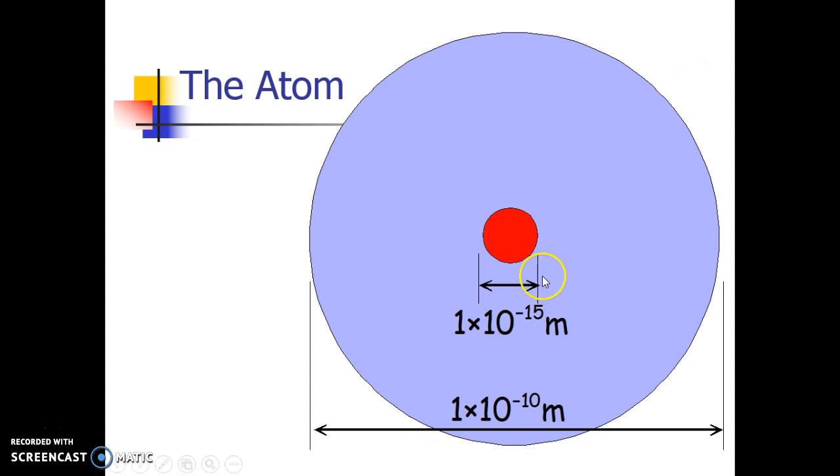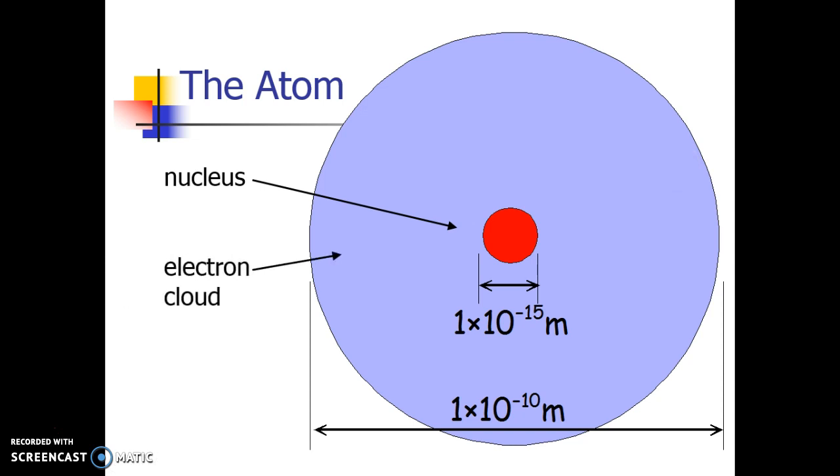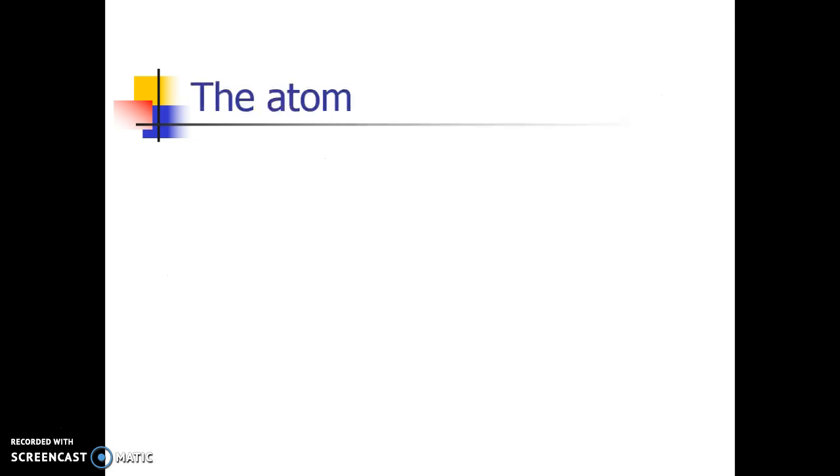Notice, however, that the nucleus, which is represented by the red dot, is much, much smaller than the overall atom. 5 orders of magnitude smaller. So the nucleus, this is obviously not a to scale drawing. The nucleus is much, much smaller than the atom. And then the rest of the atom is comprised of what we refer to as the electron cloud. So most of the atom is electron cloud, and just a very, very small percentage is the nucleus.